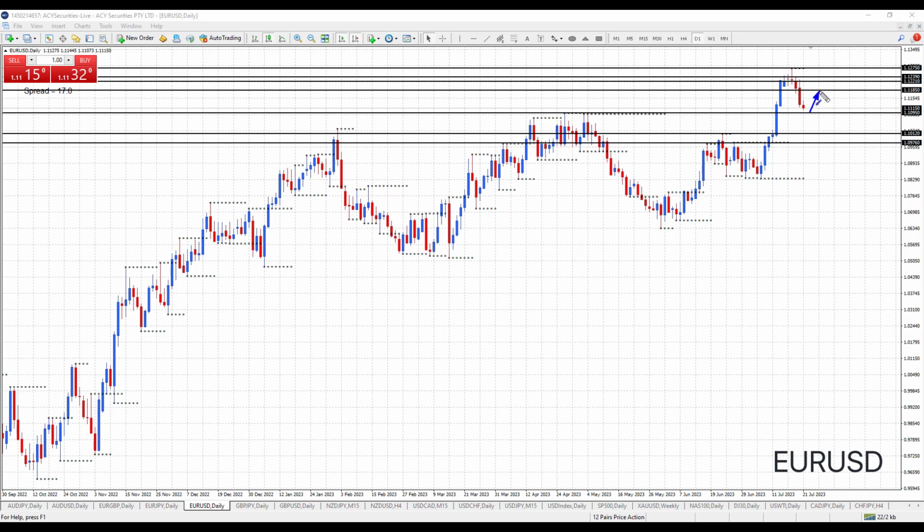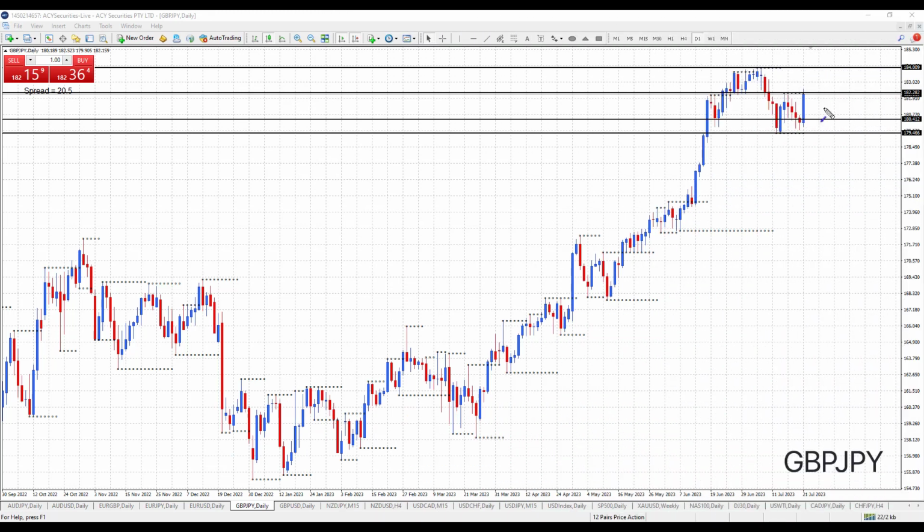Back up to test 111.85 weekly resistance and 112.21 weekly resistance. So can we move back up this week? If 110.95 can't hold as support, expect to move down to weekly support at 110.12.